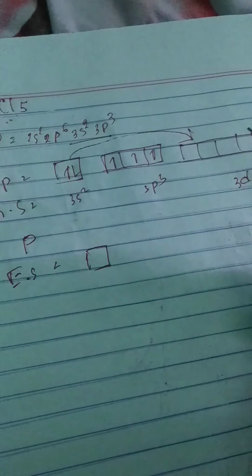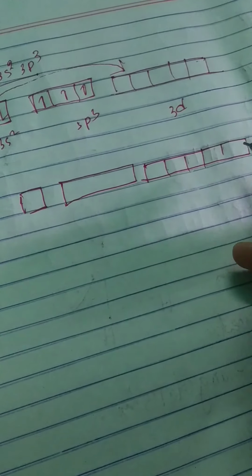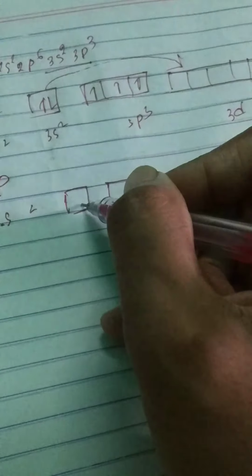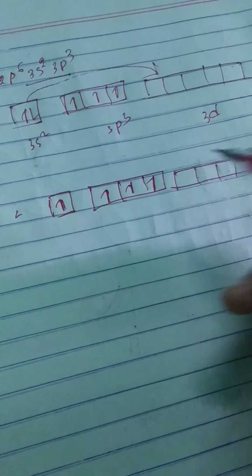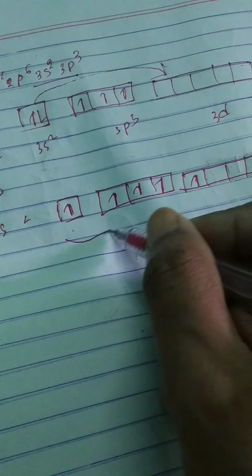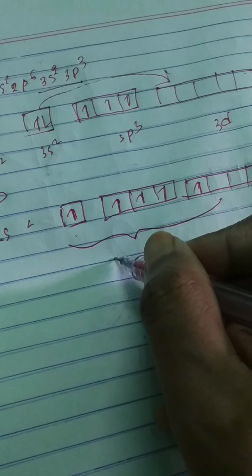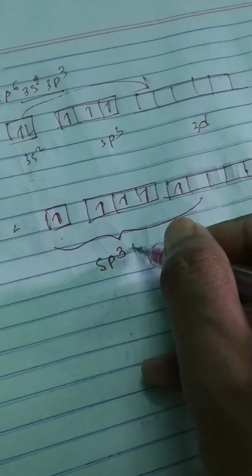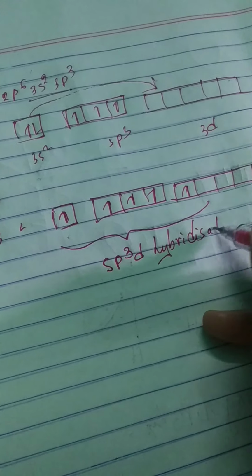So how will it look? Something like this: 1, 2, 4, 5. One electron here, now it will become 1. Here it was already 1. So now see, I got 5 unpaired electrons. So what is the name of this hybridization? One is 3s, 3p3 and 1d. So sp3d hybridization.